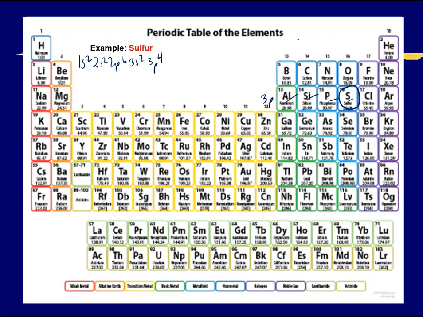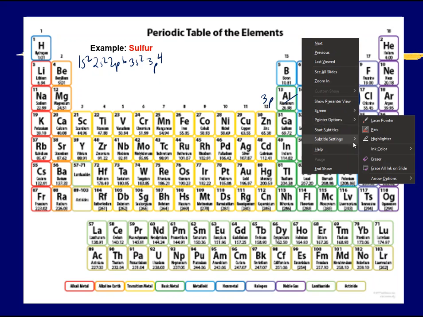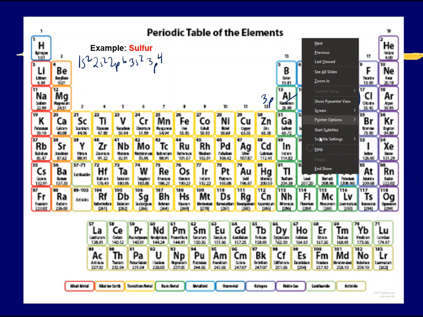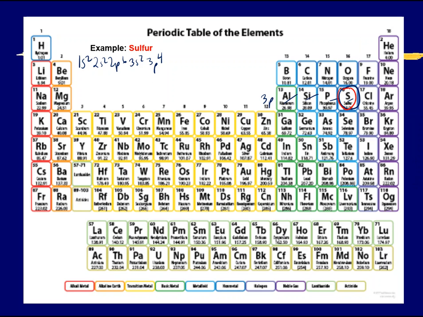Well, instead of doing that, this is how you would do the shorthand configuration if you wanted to. You look at sulfur, you go up one row and over here to the noble gas. The noble gas for sulfur to represent the core electrons happens to be neon. So if I'm doing the shorthand configuration, I would put neon in brackets like this, like so.